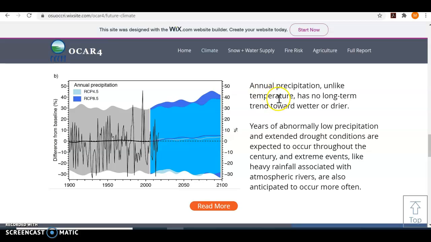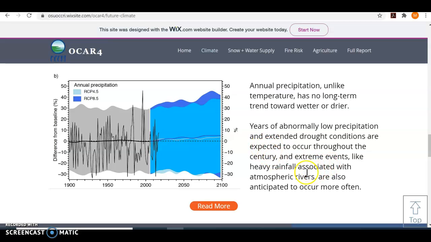Annual precipitation, unlike temperature, has no long-term trend toward wetter or drier. That's kind of an important point. We're not really supposed to get either wetter or drier just in terms of major precipitation. But what happens is that droughts, even with the same amount of rainfall, if it's distributed differently, you can get worse droughts. So, for example, if you get more rain in the winter and less in the summer, you can have bad droughts in the summer, even with an annual precipitation total that is within the range of normal.